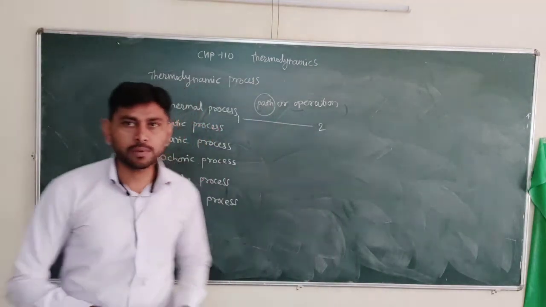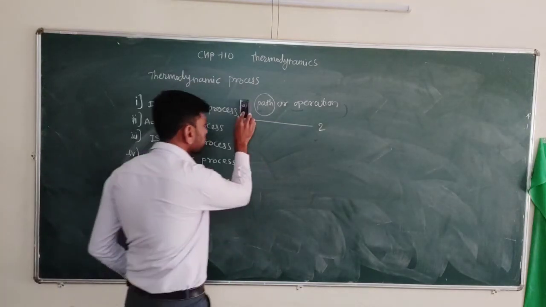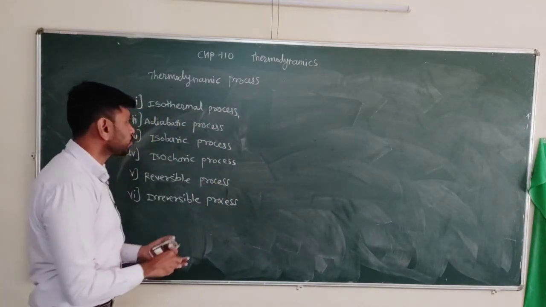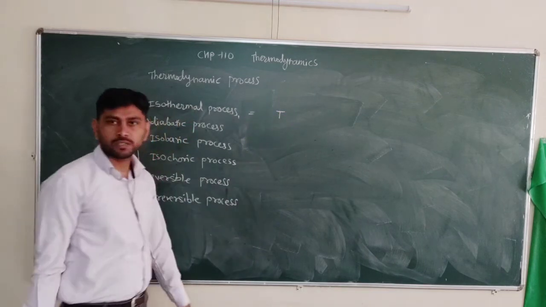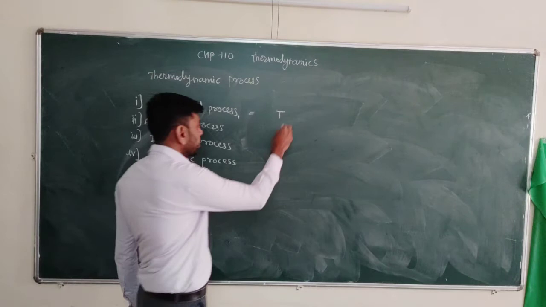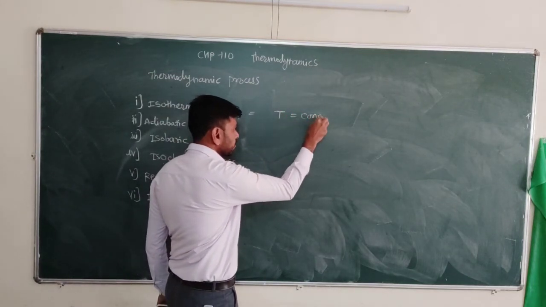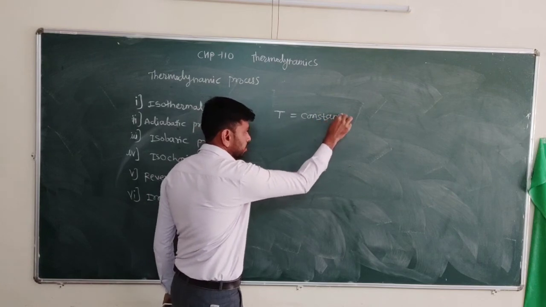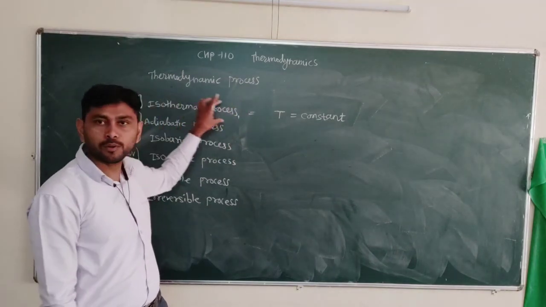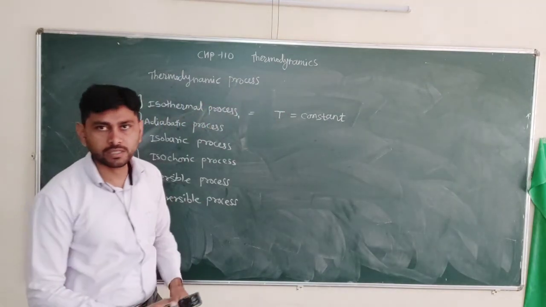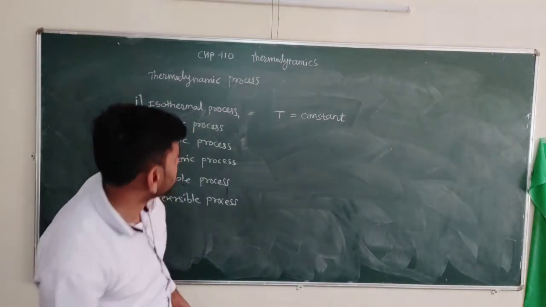See isothermal process. What is an isothermal process? Isothermal means there is no change of temperature throughout the process. So this process is called an isothermal process. Temperature is constant, and that process is called an isothermal process.